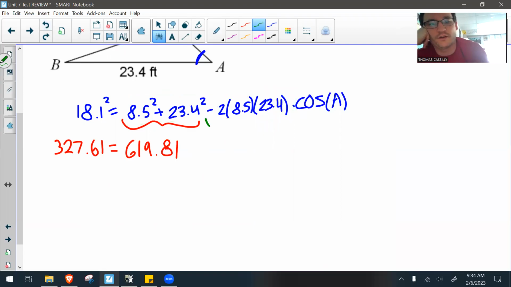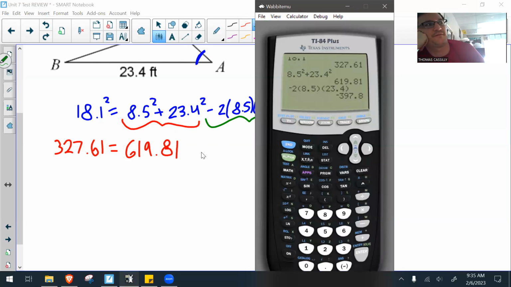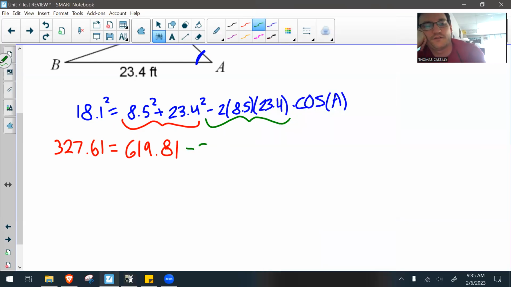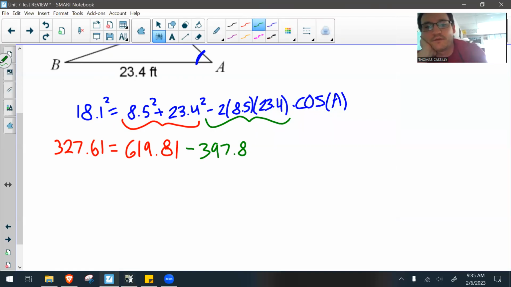So I'm going to do this all in a different color. All right, so now let's go ahead and type this in. So -2 times 8.5 times 23.4. All right, and that is going to give us -397.8, 397.8 times the cosine of A.